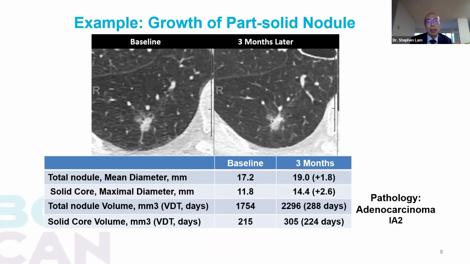3 months later. As we can see, the changes, especially in the mean diameter, are very subtle. But if we are able to measure the volume of the whole nodule, especially the solid core separately, we can see the nodule actually has significant growth with a short volume doubling time. And when we resected the tumor, it turned out to be a 1A2 adenocarcinoma.